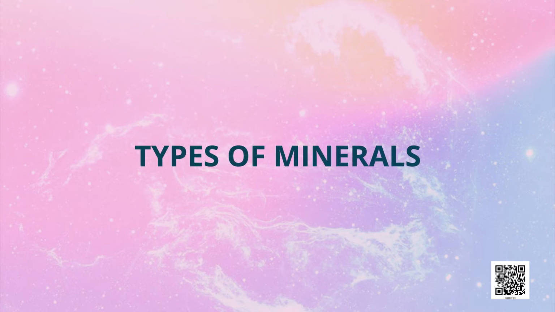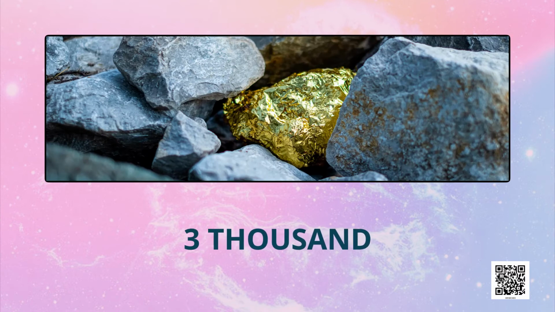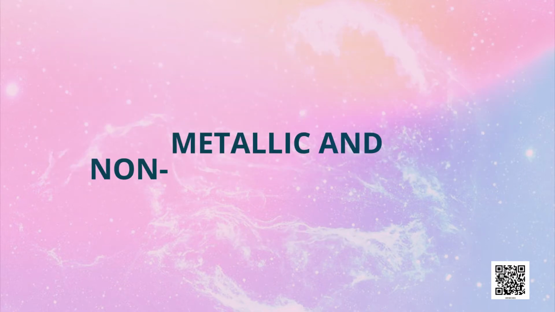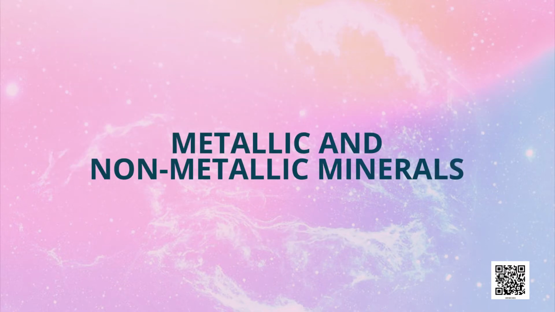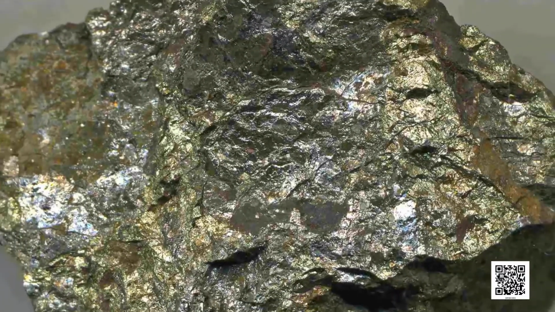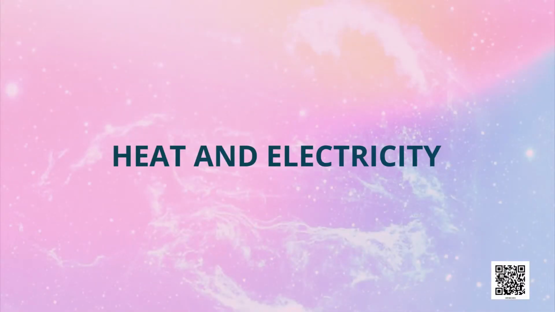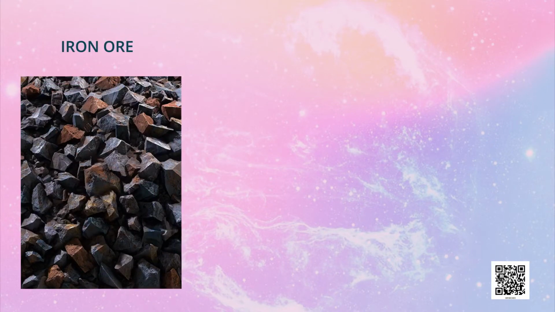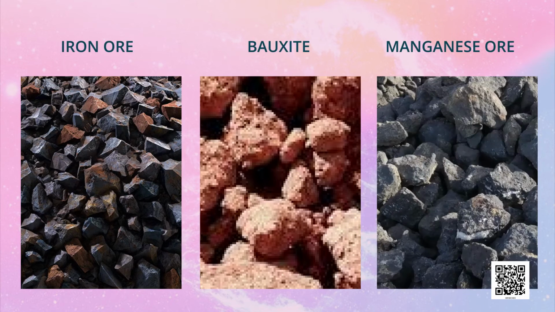Let's see. There are over 3,000 different minerals. On the basis of composition, minerals are classified mainly as metallic and non-metallic minerals. Metallic minerals contain metal in raw form. Metals are hard substances that conduct heat and electricity and have a characteristic luster or shine. Iron ore, bauxite, magnesium ore are some examples. Metallic minerals may be ferrous or non-ferrous.